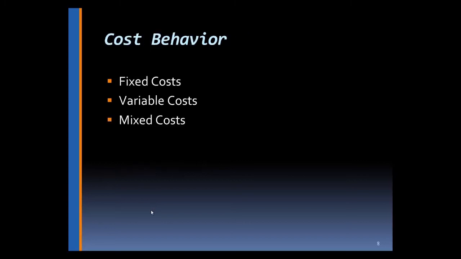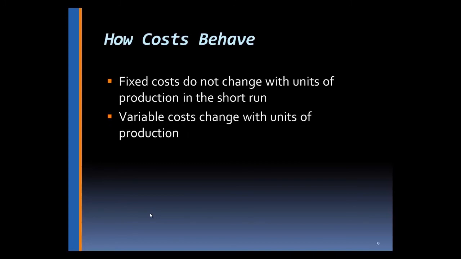Now let's look at the cost behaviors themselves. Fixed cost, variable cost, and mixed cost. A mixed cost is a cost that has both a fixed and has a variable component. So, how do these costs behave, and what's the definition of them? Fixed costs are costs that do not change with the units of production in the short run. So this means you have the fixed cost regardless if you produce an item or not.